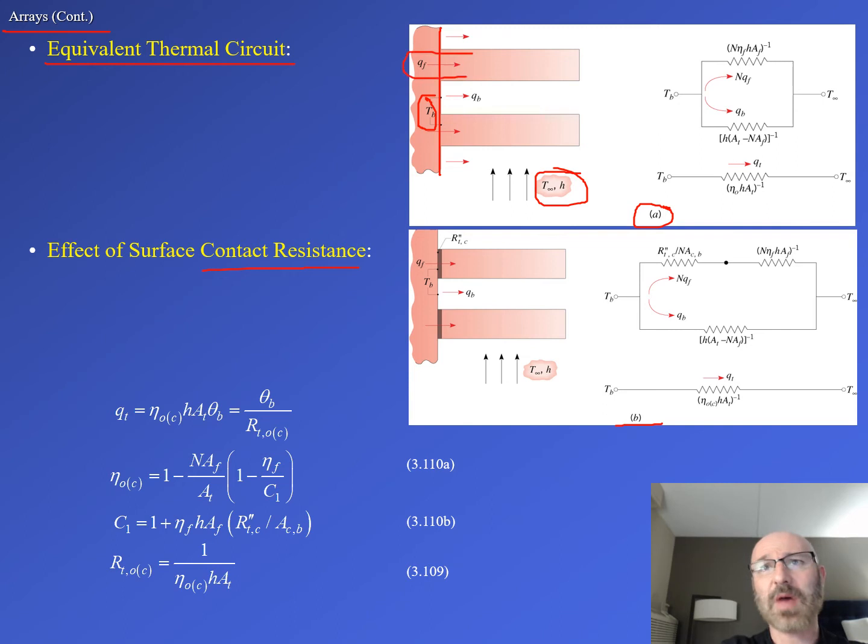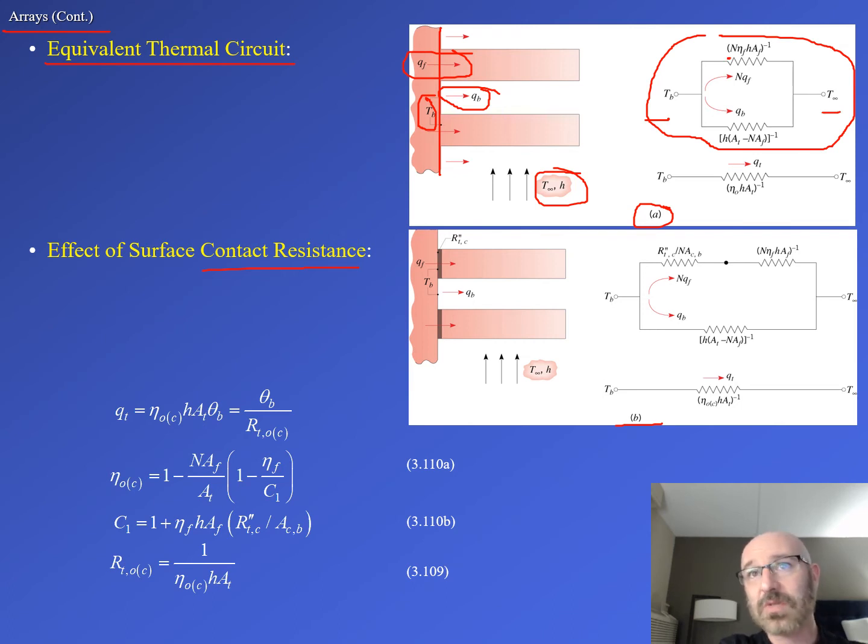Then we have our Q sub F, heat transfer for the fin, and Q sub B, heat transfer for the base. Then we can come over here and draw our thermal circuit from T sub B to T infinity. On the top we have N for the number of fins, which in this example would be 2, times eta sub F, our fin efficiency, times H, times A sub F, our surface area of the fin, all to the -1. Then on the bottom of our circuit, we have H times A sub T minus N, the total number of fins, times A sub F, all to the -1.